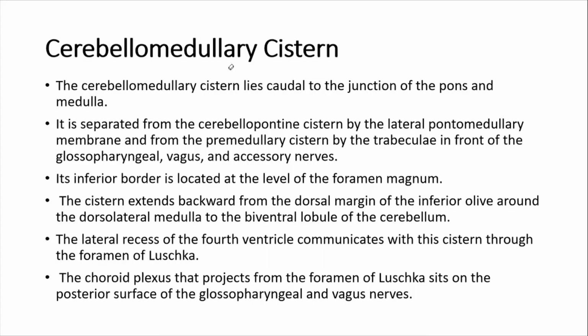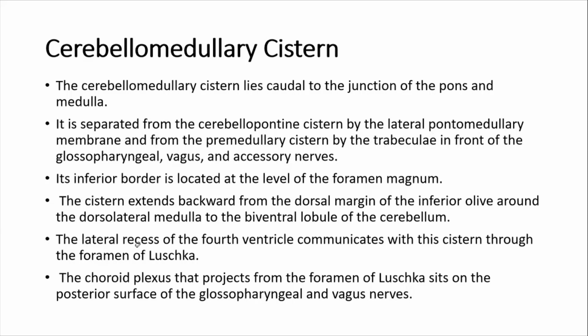Then we have the cerebellomedullary cistern. The cerebellomedullary cistern lies caudal to the junction of the pons and the medulla. It is separated from the cerebellopontine cistern by a membrane, which is the lateral pontomedullary membrane, and from the premedullary cistern by a trabeculus in front of the glossopharyngeal, the vagus, and the accessory nerve. The inferior border is located at the level of the foramen magnum.